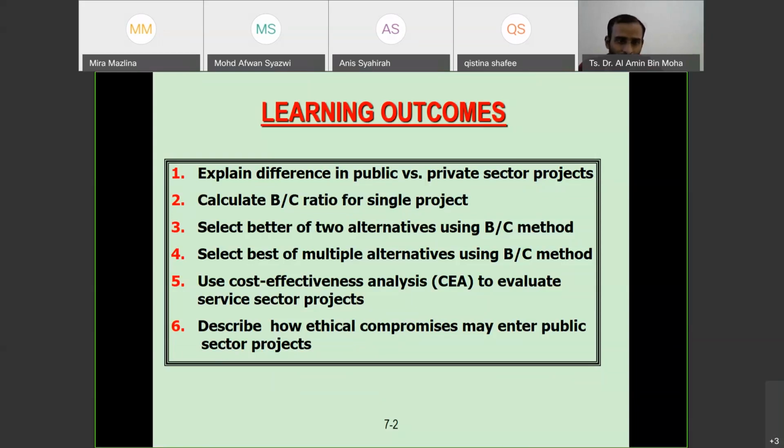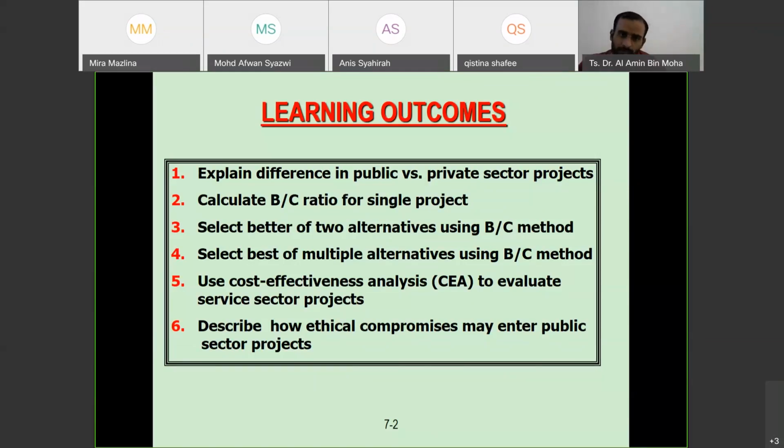Okay. And then we are going to calculate the BC ratio for a single project. BC is benefit cost. Actually, we are going to see which one is more dominant. Is it benefit or cost for the project? If the benefit is better, then we are going to choose that project.